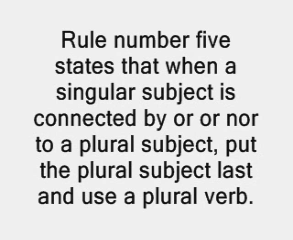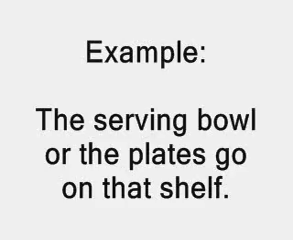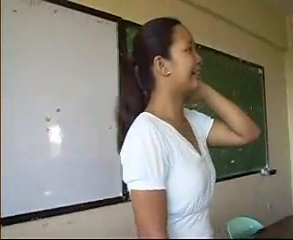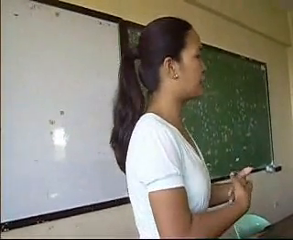Rule number 5 states that when a singular subject is connected by or or nor to a plural subject, put the plural subject last and use a plural verb. Now I will give you some examples. For example, the serving bowl or the plates go on that shelf. Okay class, now we are done with the second to the last rule in subject-verb agreement.